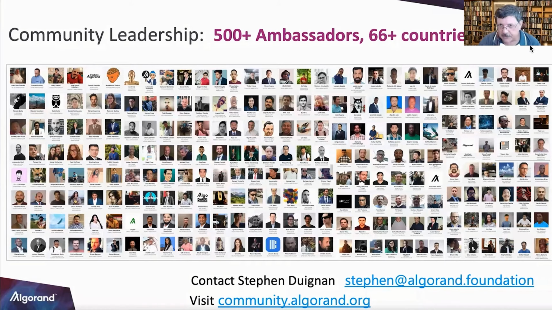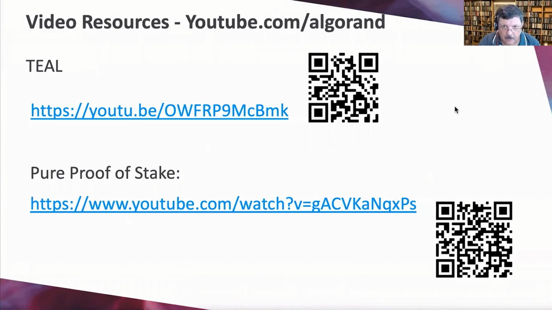Lots of ambassadors. I think we're closing in on 600 now in over 60 countries around the globe. So contact Stephen at Algorand Foundation. These are like our MVPs out there in the industry. A lot of them are creating content for the developer portal. And actually, if you just log into our developer portal, that's all you need to do to become an author. You can go ahead and start submitting articles.